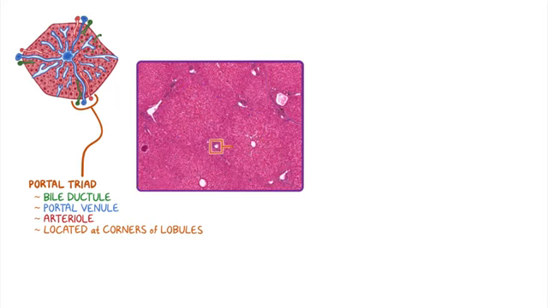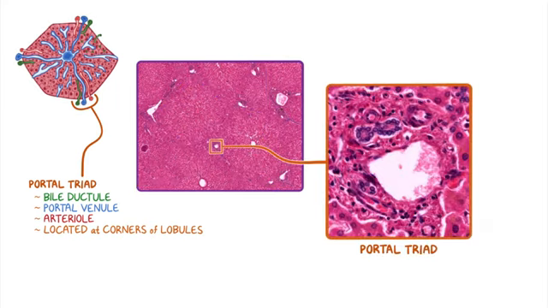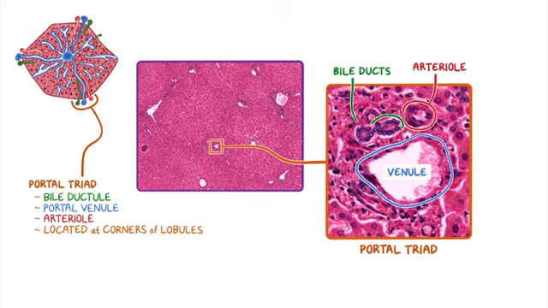If we take a closer look at just one portal triad, we can more easily identify the portal venule by its large diameter and thin walls compared to the arteriole, which has a much smaller diameter and thicker walls. Similar to this image, the portal tract can sometimes have more than one bile duct. The bile ducts can be identified by their prominent, simple cuboidal epithelium. Also in this image are a couple small lymphatic vessels, which have even thinner walls than the venule.